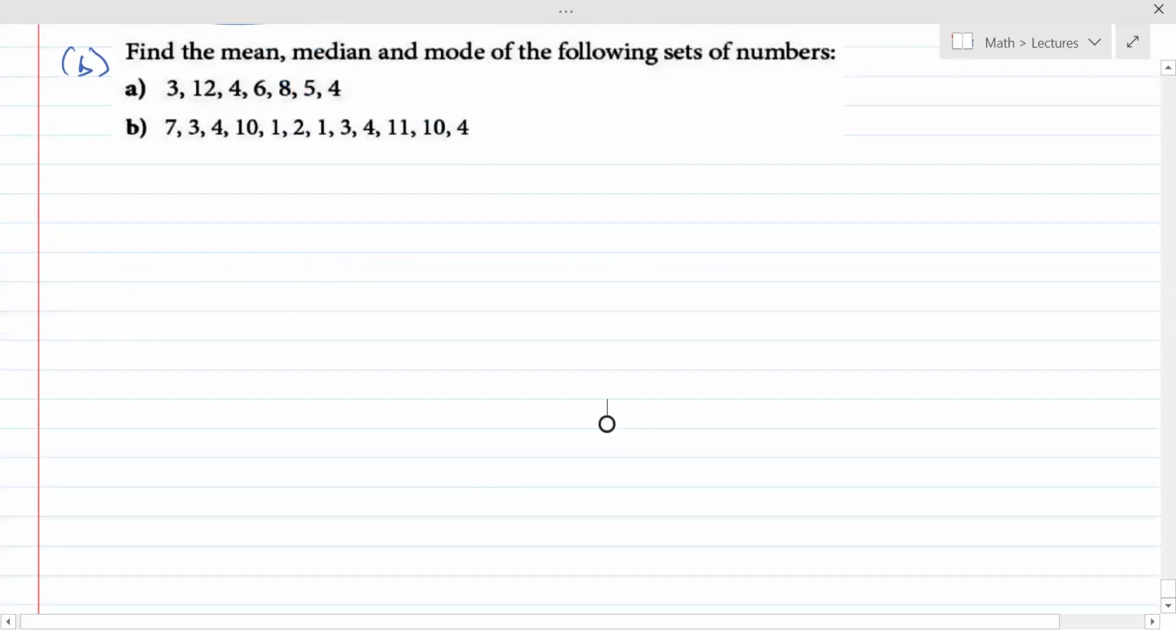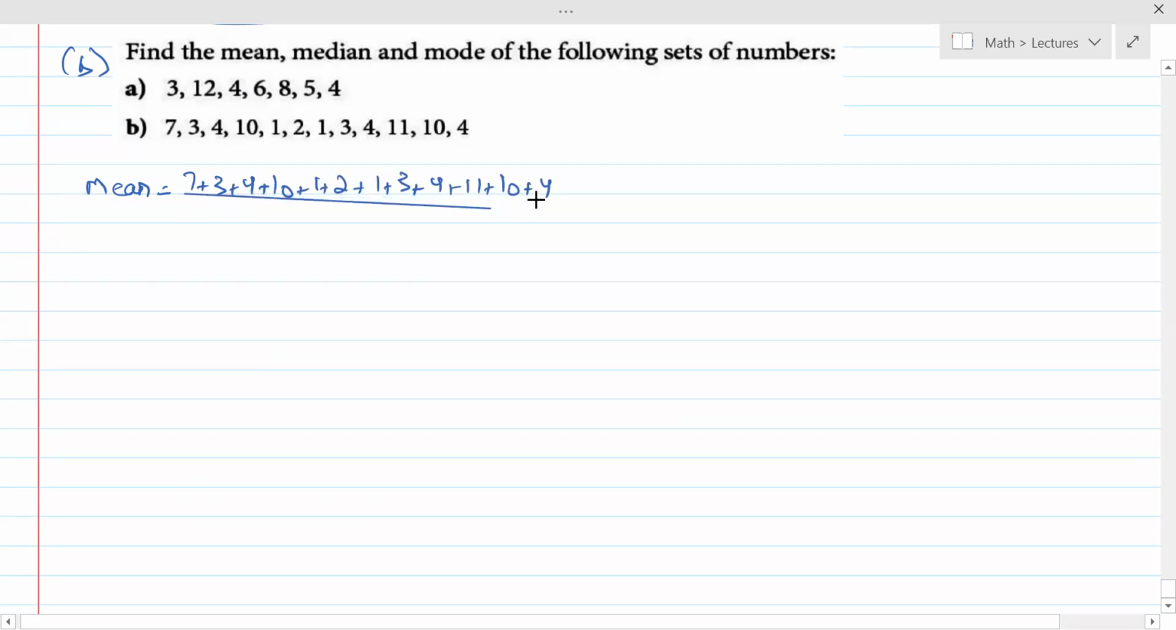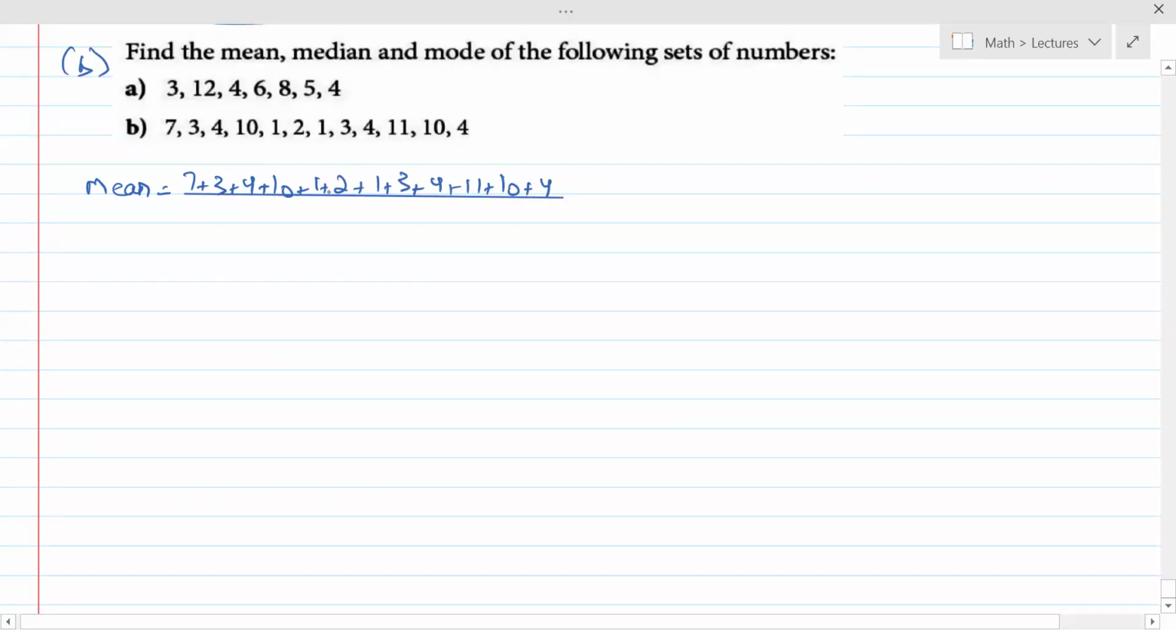Okay, we'll do the same thing here. So for finding mean, it's the sum of values upon number of values. The sum of values means it's going to be 7 plus 3 plus 4 plus 10 plus 1 plus 2 plus 1 plus 3 plus 4 plus 11 plus 10 plus 4. These are the sum of values representing the numerator, and denominator would be the number of values. The number of values here are 1, 2, 3, 4, 5, 6, 7, 8, 9, 10, 11, 12. We have 12.